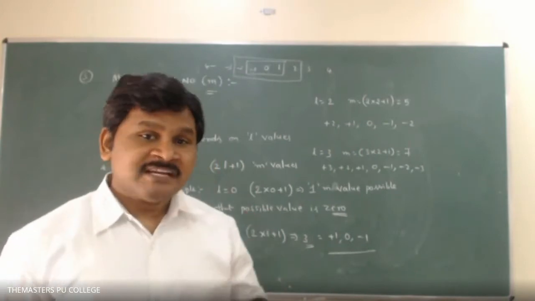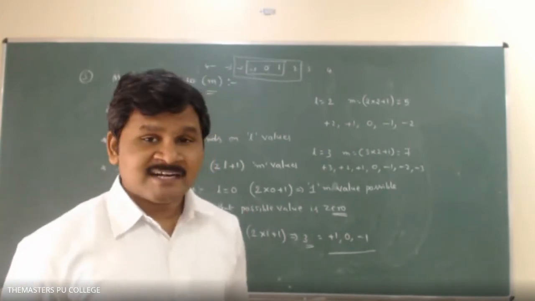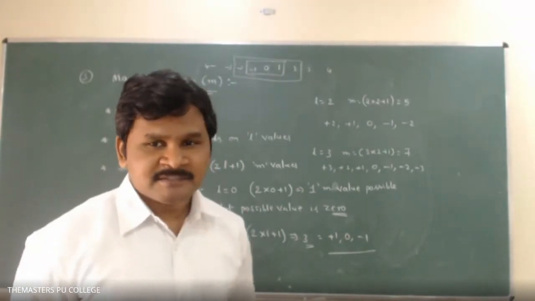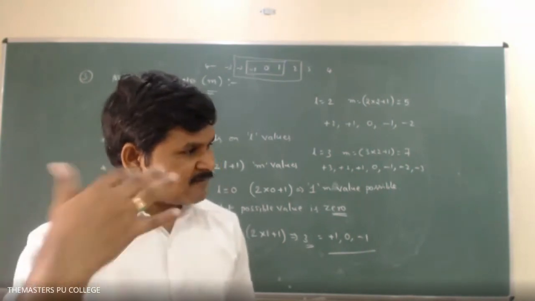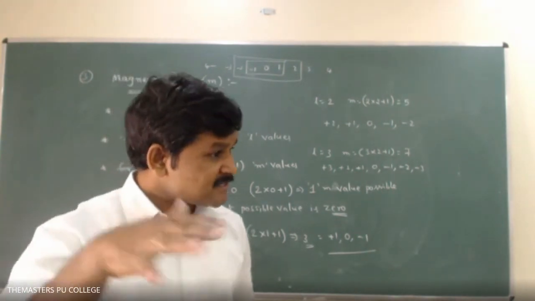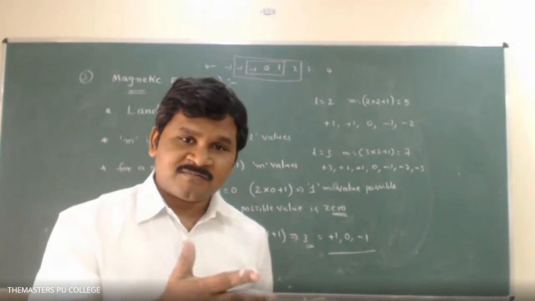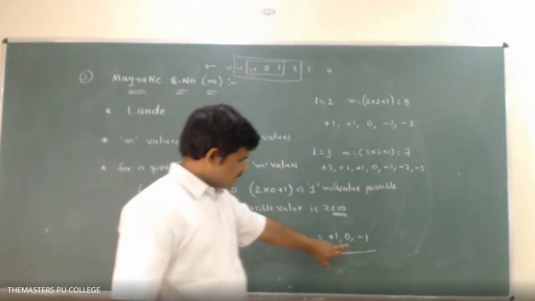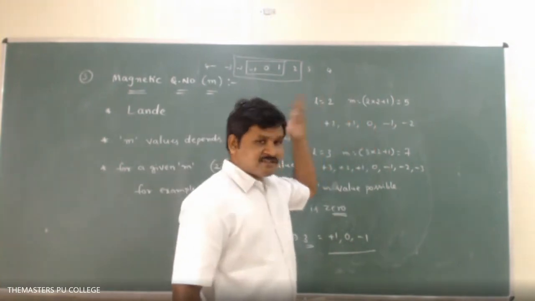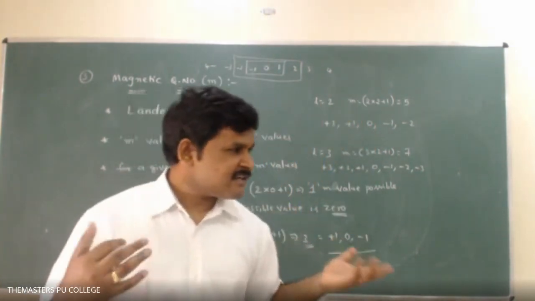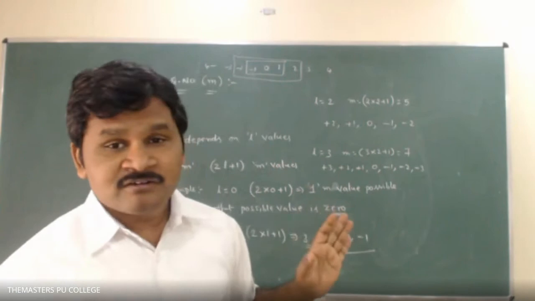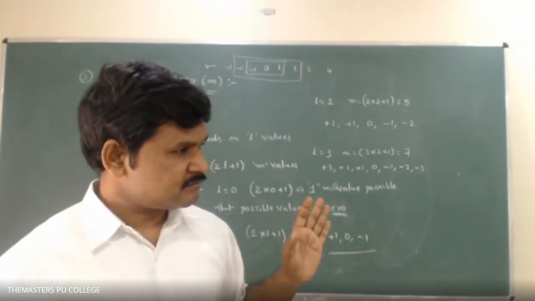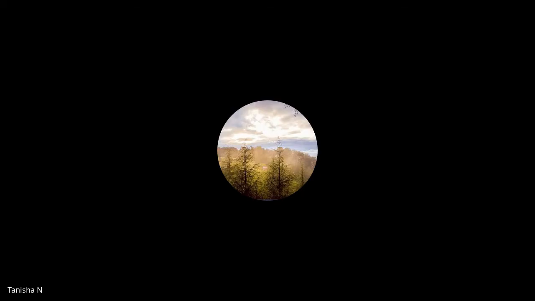Any M value includes what number? Zero. Are you clear? Any M value you take, it includes compulsory 0. 0 from the starting onwards. Here 0, here 0, here also 0. So whatever the M value you take, it includes compulsory 0. So again 0 with minus 1 and plus 1 also.